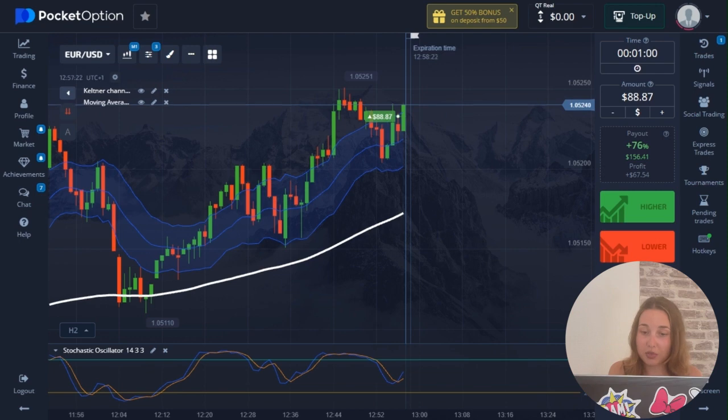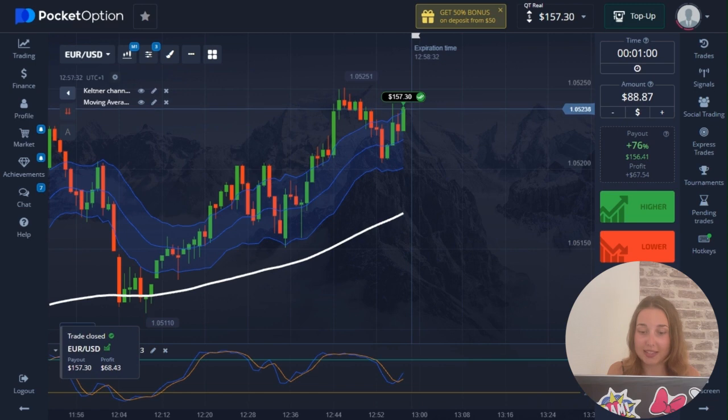Friends, my forecast was correct. After all, it turned out to be a thriller with a good ending. The deal brings me $157. Let's reinvest them and continue.